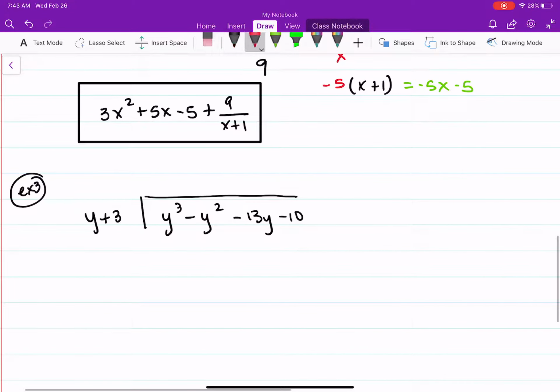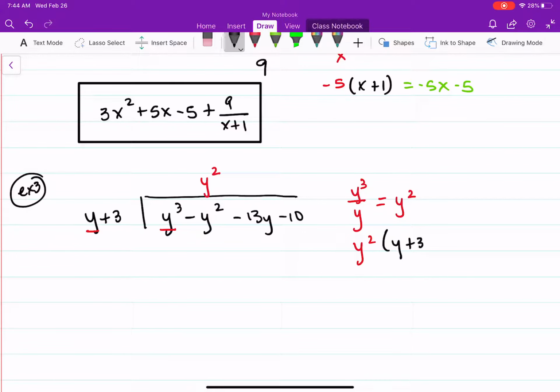So first question is, how many times does y go into y cubed? So we come over here, y cubed divided by y equals y squared. So we're going to put down y squared. Then we take y squared and multiply by y plus 3, which is equal to y cubed plus 3y squared. All right, so we're going to write that here, y cubed plus 3y squared.